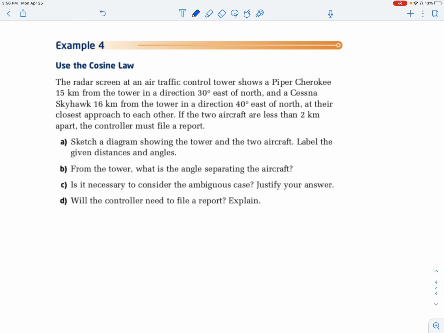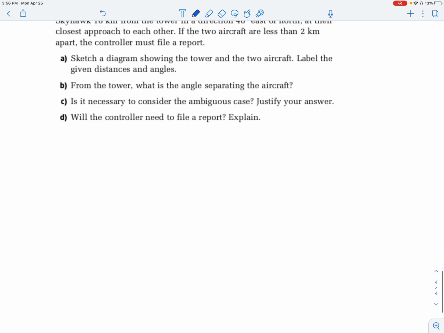It says the radar screen on an air traffic controller tower shows a Piper Cherokee 15 kilometers from the tower in a direction of 30 degrees east of north, and a Cessna Skyhawk 16 kilometers from the tower in a direction of 40 degrees east of north. At their closest approach to each other, if the two aircraft are less than 2 kilometers apart, the controller must file a report. Sketch a diagram showing the tower and the two aircraft. Label the given distances and angles.